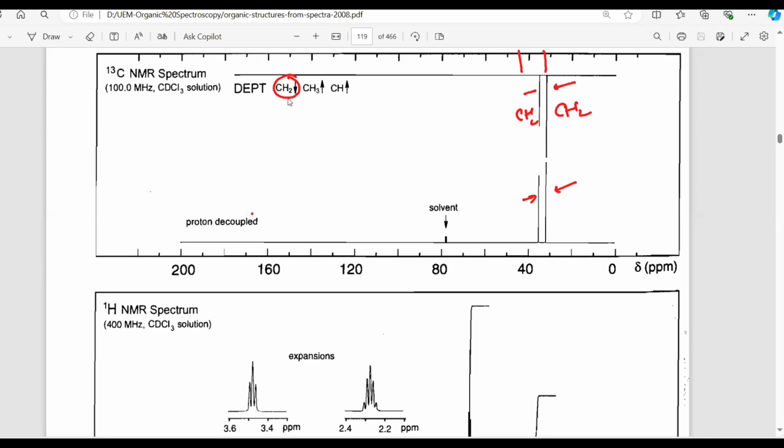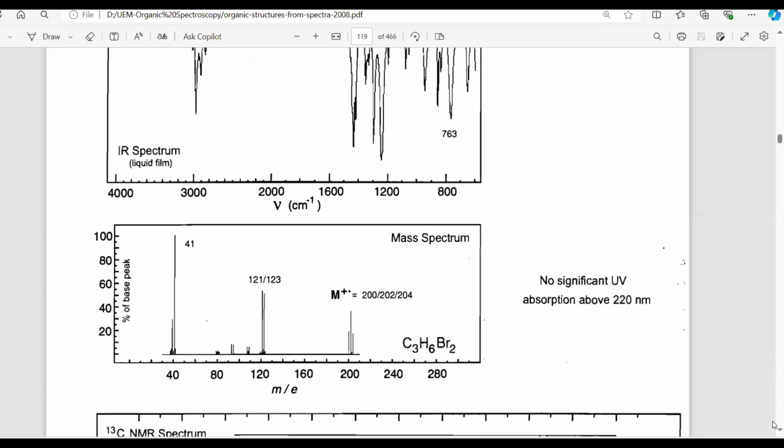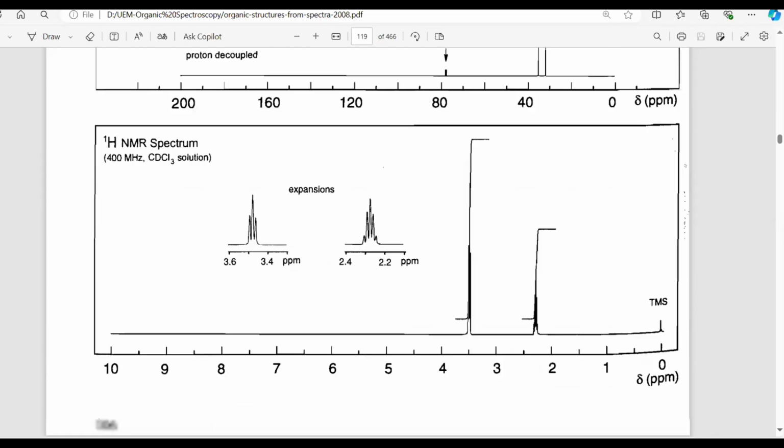Okay, now let's move towards the proton NMR spectra of this compound. Look at the molecular formula, C3H6Br2. Okay, so we have 6 hydrogen. The molecular formula shows 6 hydrogen, and we are getting 2 signals in the proton NMR spectrum of this compound. This is integration A and this is integration B. Integration B is almost double the integration of A.